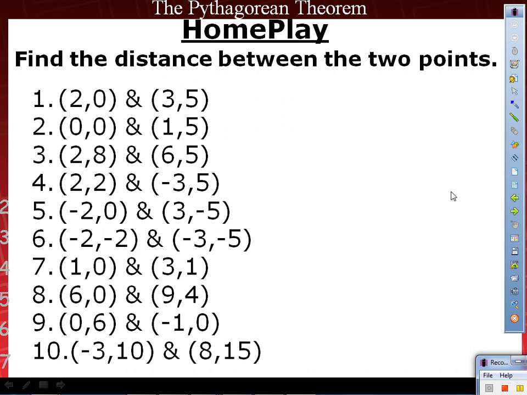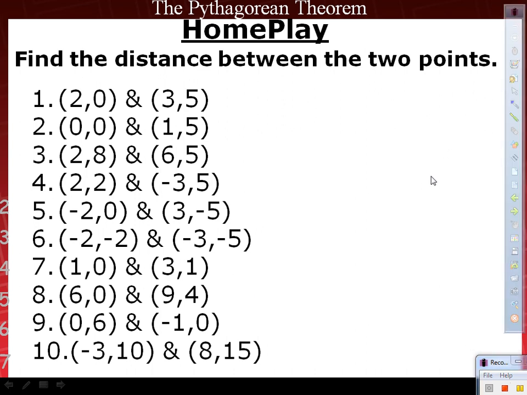All right, so once again, for homework tonight, you have only 5 of those 10 problems. Only. So, be nice. It says: find the distance between the 2 points, each pair of points. You need to find the distance. I'll show you how to do that in a little bit.